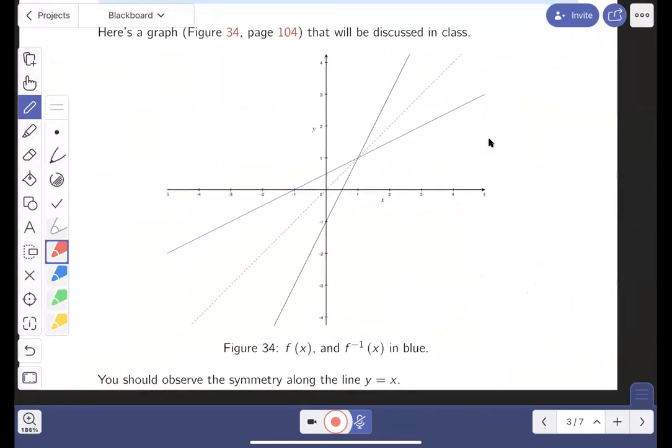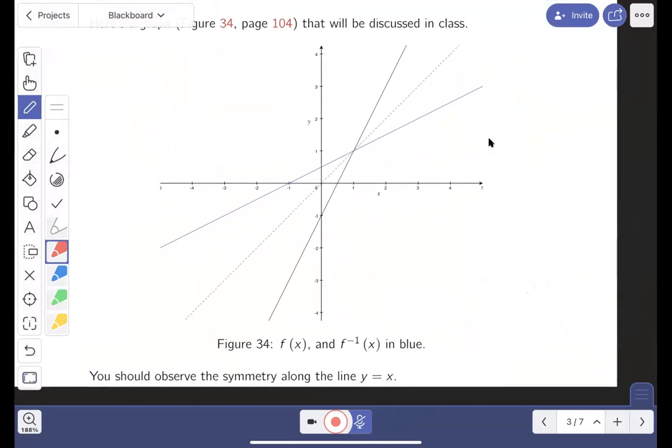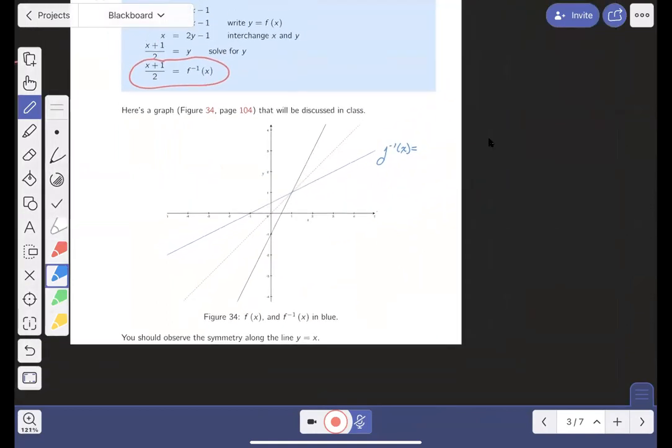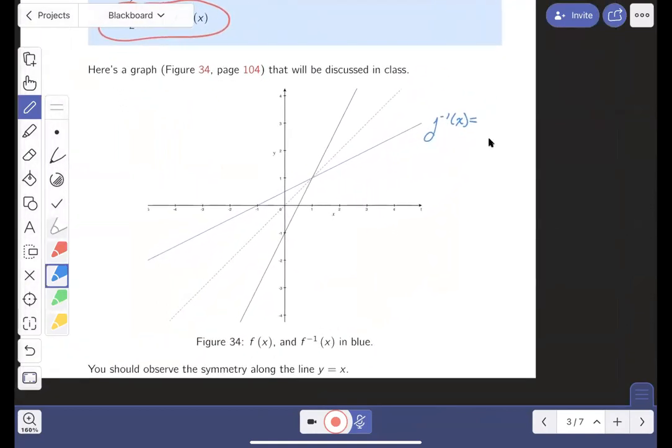Someone says, why do they do a graph for me? They want you to do a graph. I'm going to write down what the functions are though, all right? The blue guy is the f inverse function. What was f inverse? Just to remind you, x plus 1 over 2.